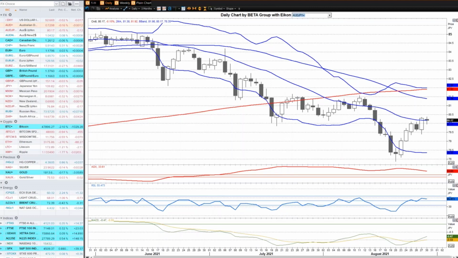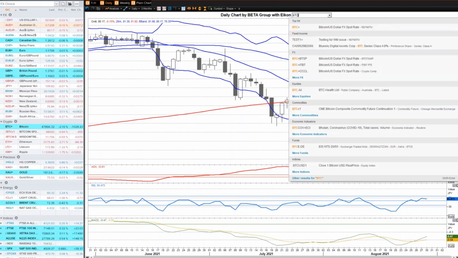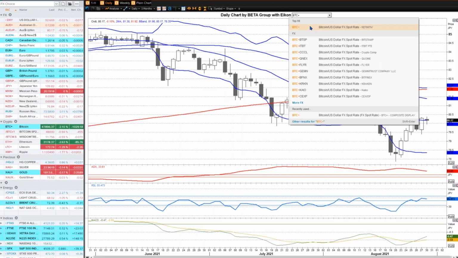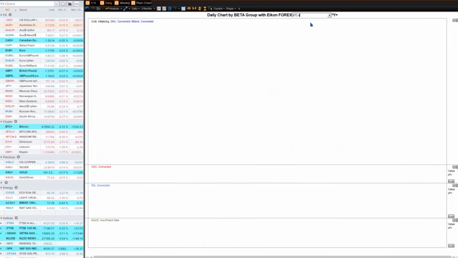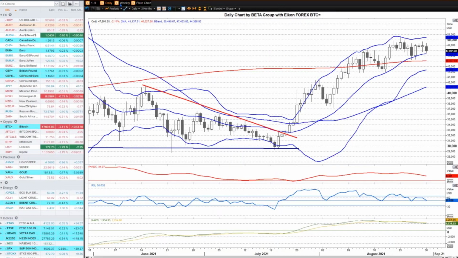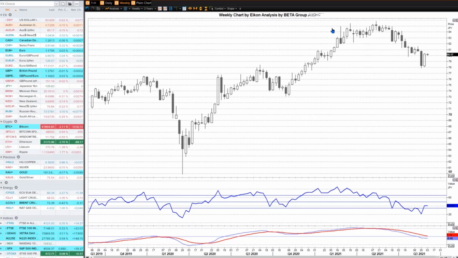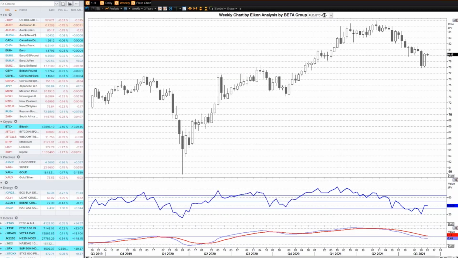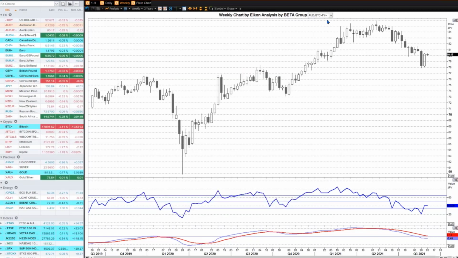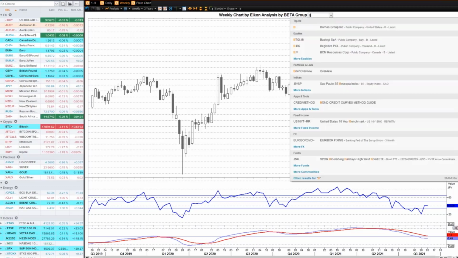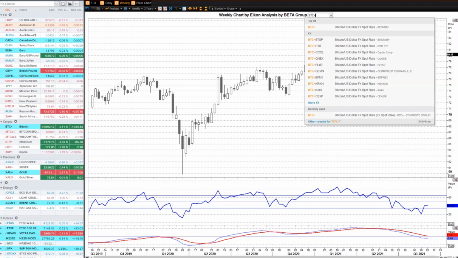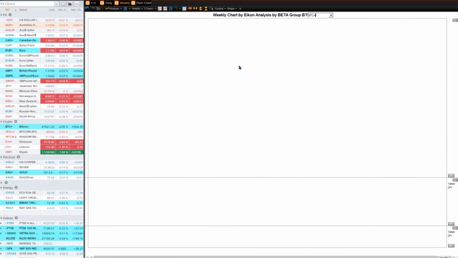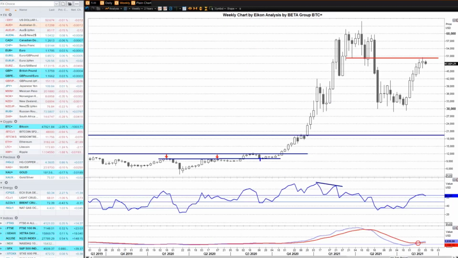So let's type it in here now, BTC. And on the weekly chart, Bitcoin. Be better if I typed it on top of the other one. Okay, so this is what I wanted to draw your attention to here.